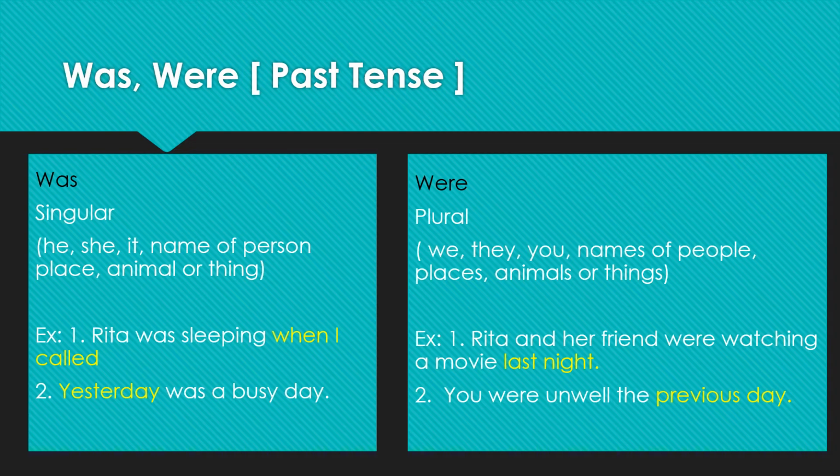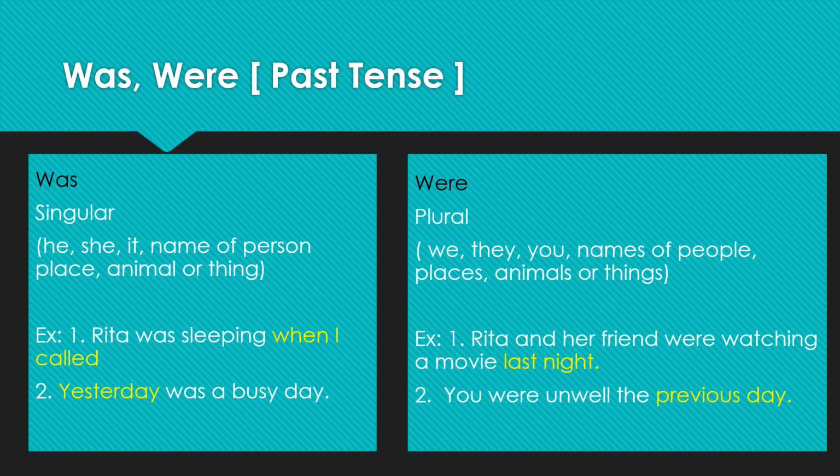Was is used when there are names of person, place, animal or a thing which are singular in form or pronouns like he, she, it. Say for example, Rita was sleeping when I called, or yesterday was a busy day. The words in yellow indicate that the actions had already happened in the past.